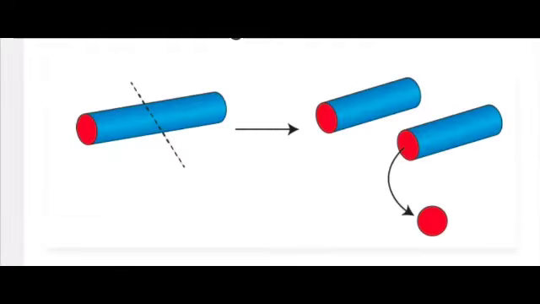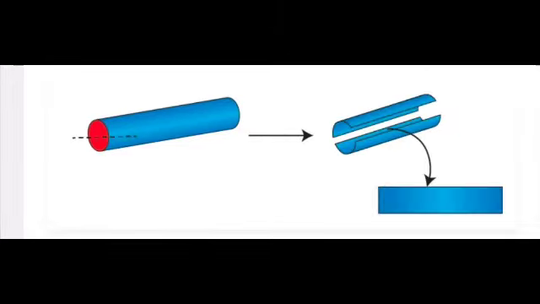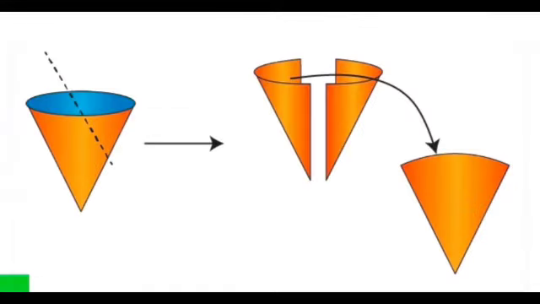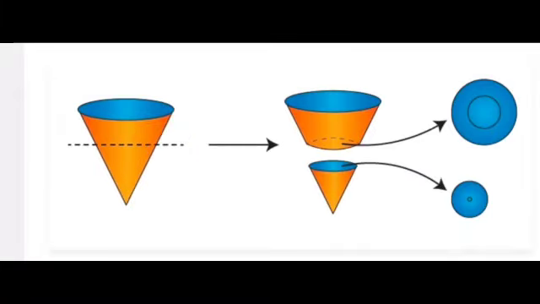The next solid is a circular pipe. When you give it a vertical cut, you observe a circle in its cross section. And when you give the same solid a horizontal cut, you observe a rectangle in its cross section. The next solid is a cone. When you give it a vertical cut, you observe a triangle in its cross section. When you give the same solid a horizontal cut, you observe a circle in its cross section.